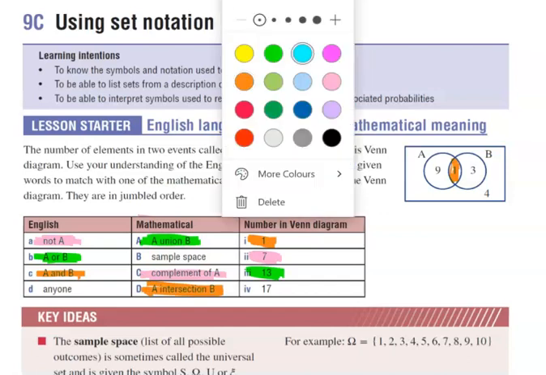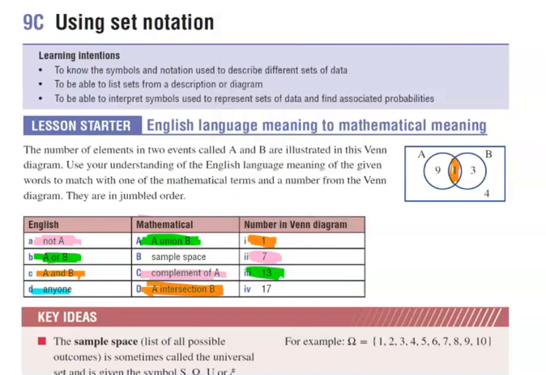And then the last one, anyone, could be this, this, this, or this. And we refer to that as the sample space. So all elements are considered. There are 17 elements. So that's when we write our curly E and 17.